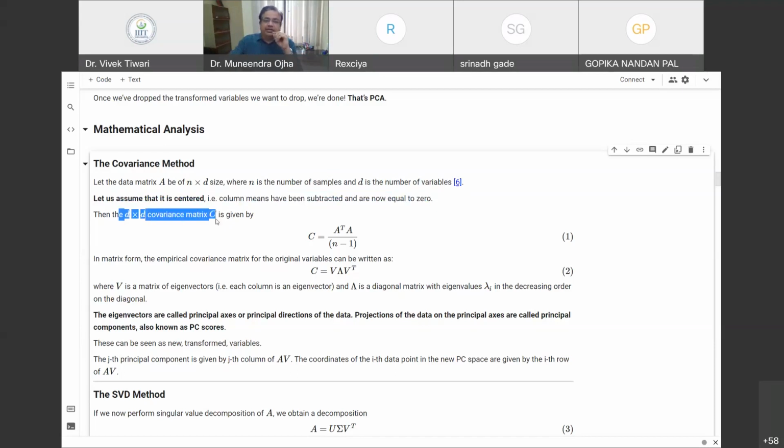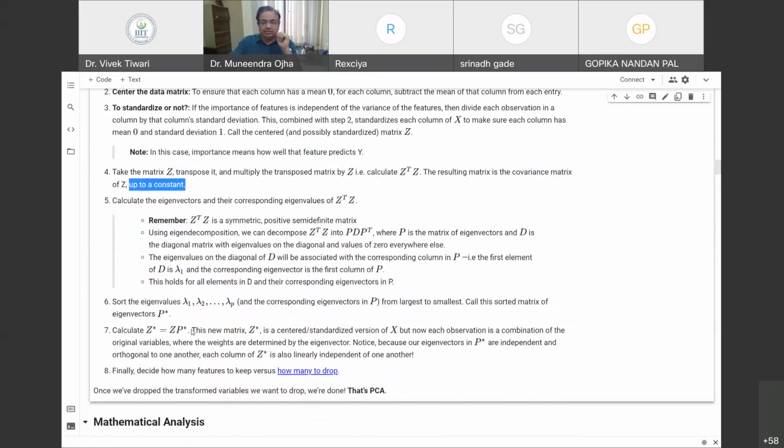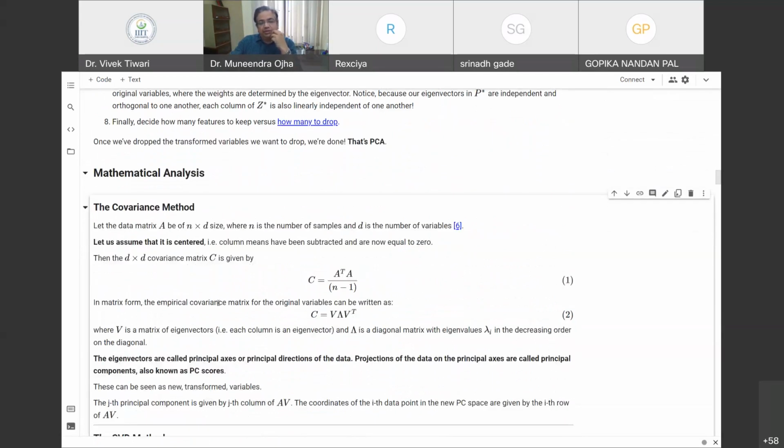Then the d by d covariance matrix C is given by A transpose A upon n minus 1. You remember when I said that Z transpose Z is a covariance matrix? Z transpose Z is a covariance matrix up to a constant. Okay, so this is the constant n minus 1. It is divided by n minus 1, and this is the exact form of a covariance matrix. In matrix form, the empirical covariance matrix of the original variables can be written as V lambda V transpose. Okay. So when we have V lambda V transpose, V is the matrix of eigenvectors and each column is an eigenvector. Lambda is a diagonal matrix with eigenvalues lambda i in decreasing order along the diagonal.